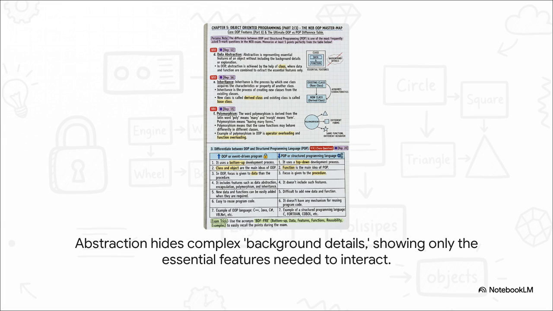And you can see that idea right here. Behind the scenes, a class could be incredibly complex, with tons of data and functions. But with abstraction, we just hide all of that messy detail.